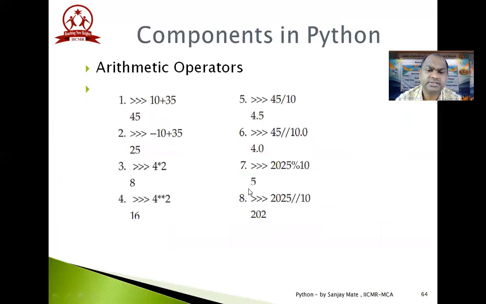These are some examples: 10 plus 35, minus and all that I have shown. Here this is important: 10,2025 floor division divided by 10. You are getting the closest integral part.